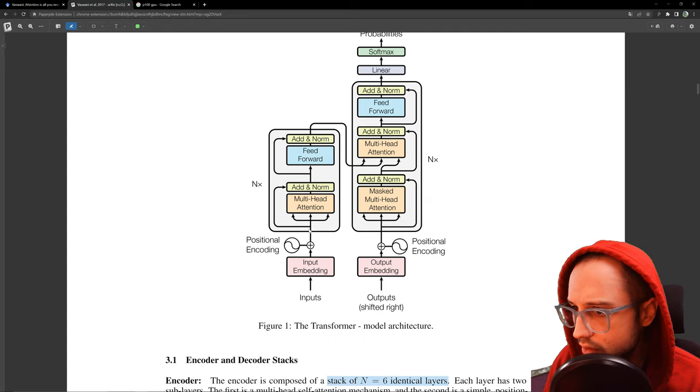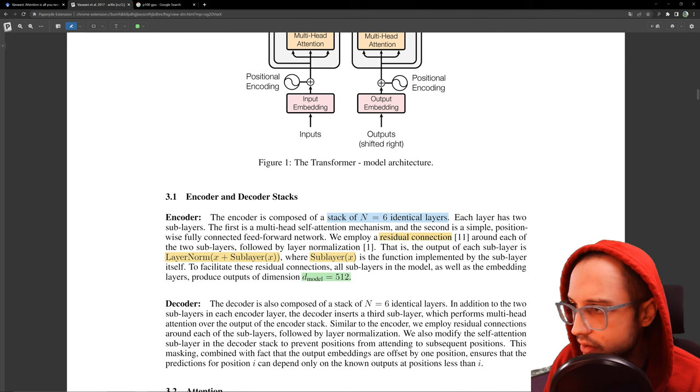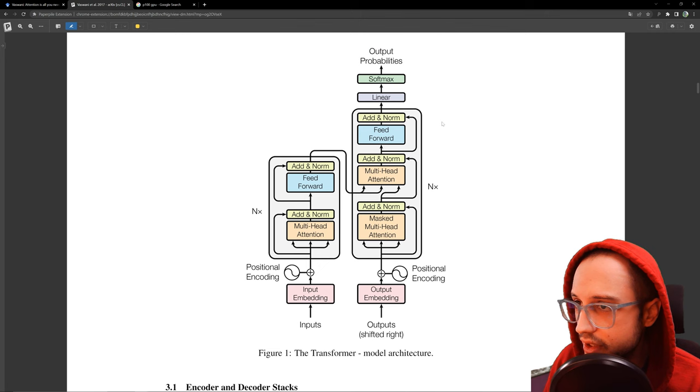Okay, so that was the encoder, which I think is this part here. And then the decoder, I guess, is this gray brick here. And you're also going to have six of these.